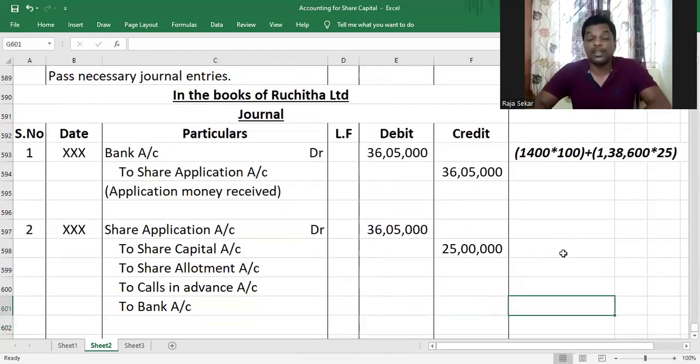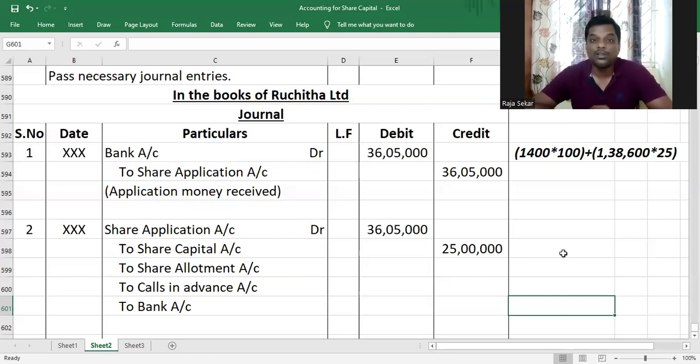Now Diksha has paid the entire amount due on her shares on the 1,400 applications she made. But how many shares are we allotting to her? We're only allotting 1,000 shares. So 400 extra applications Diksha has made. But can we use the money received on the 400 extra applications against the dues on her shares on the 1,000 shares? That is also not possible.